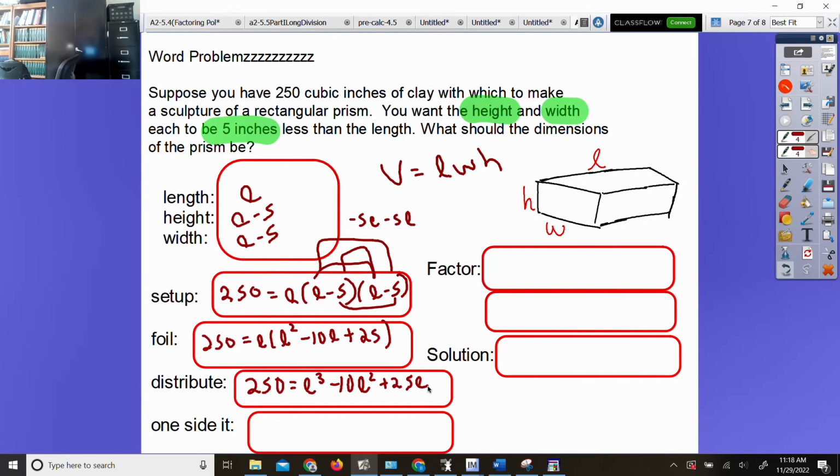Then I got a hint that says one side. What do you think I mean by that? Standard form. Subtract 250, because you want to be comparing to zero. Now we get to factor, because how many terms do we have? 4. Four is almost always factored by grouping. If you focus on the first 2 terms, L cubed minus 10L squared, what do they both have in common? L squared.